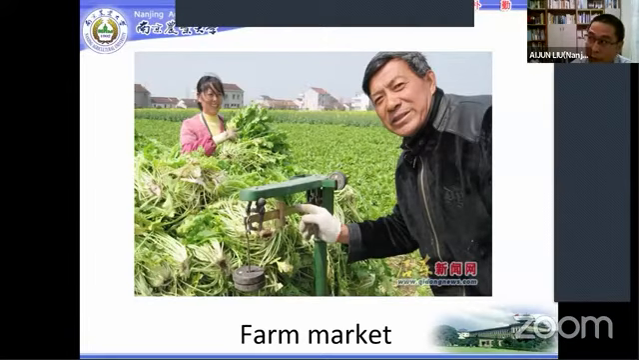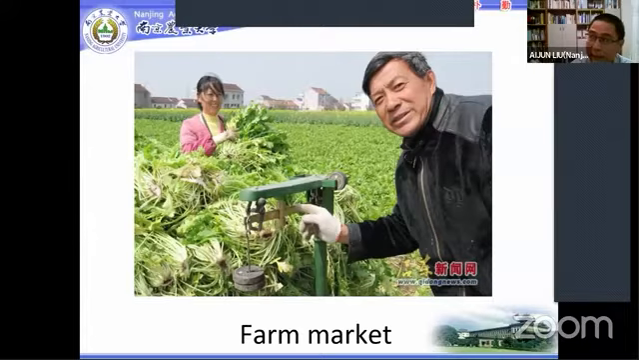And also from 2006, the government said no agriculture tax for the farmers. So farmers are very happy, right? And from 2010, I think, the government also said that farmers can transfer their land use rights to others. That means you can rent the land from your neighbors to start a big farm. So now this is a farm totally different from before what we are thinking.